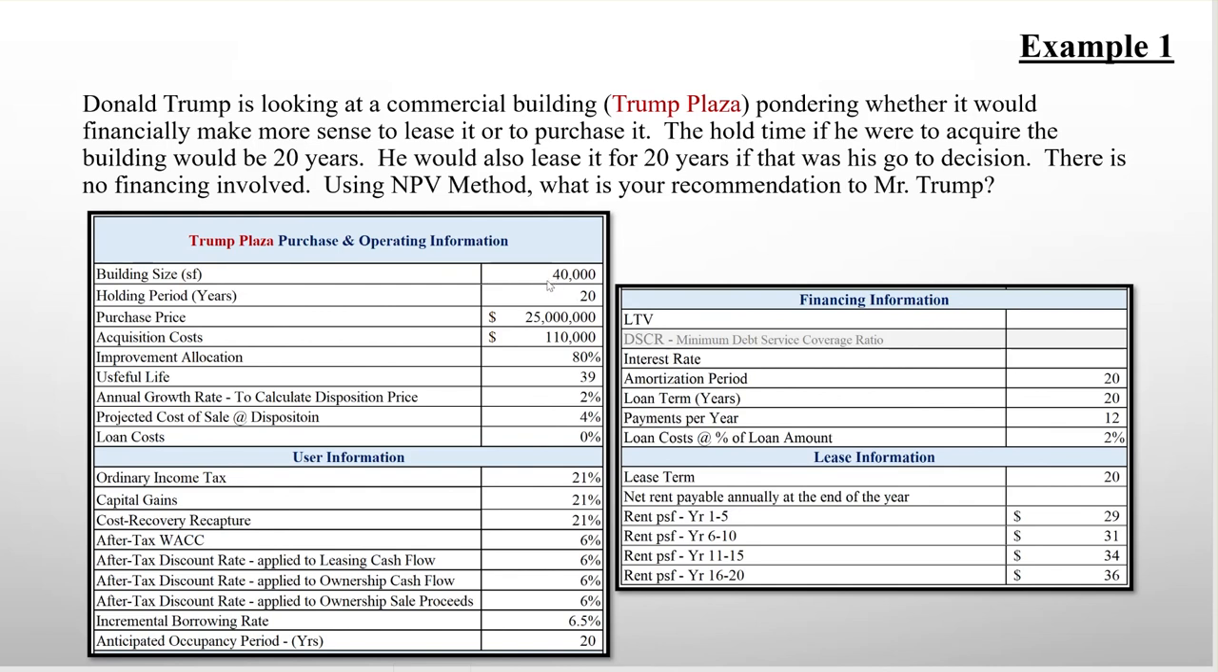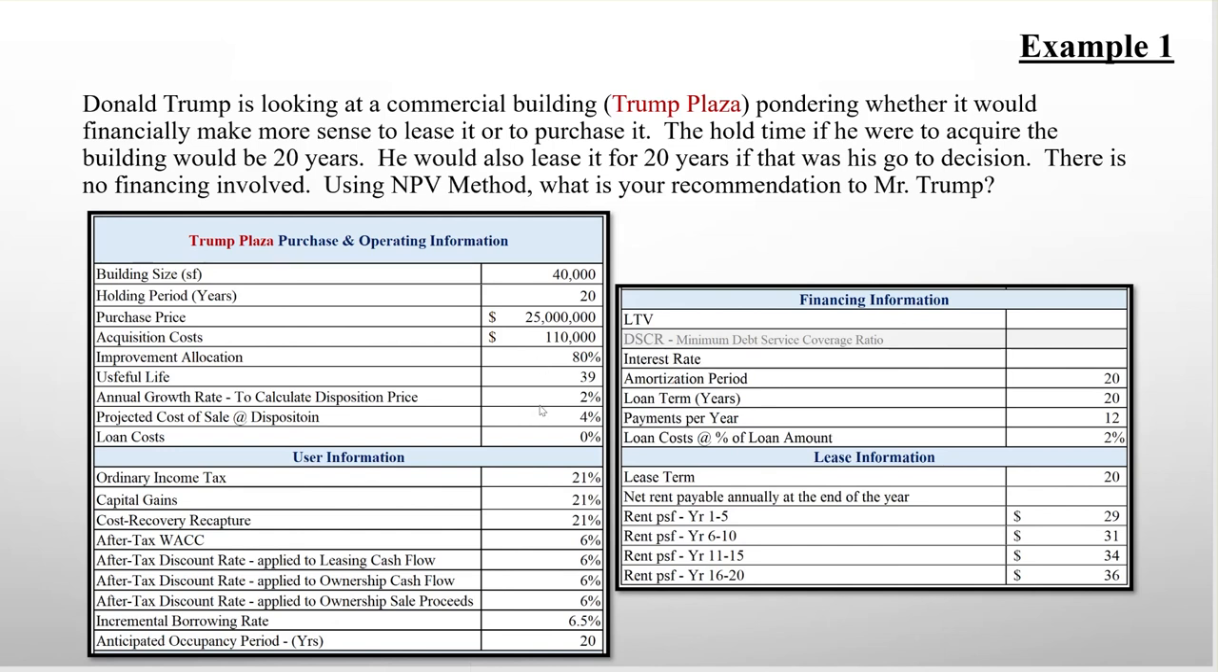Below you will see the building size, 40,000 square feet. Holding period 20 years, purchase price, acquisition cost, improvement allocation, which means that 80% of the price goes to the building and therefore 20% goes to the land. Useful life, because this is a commercial building, is 39 years.